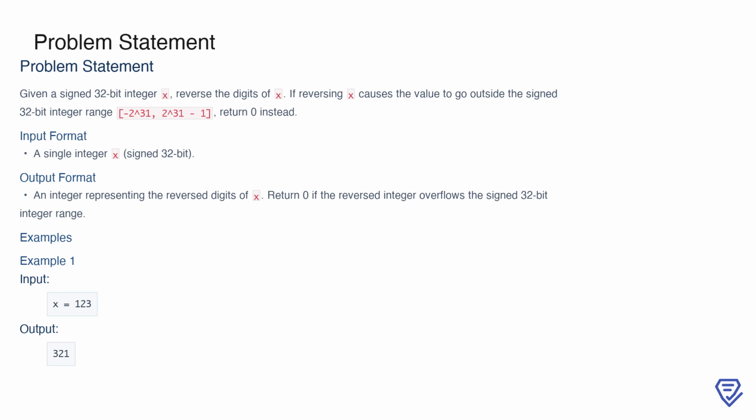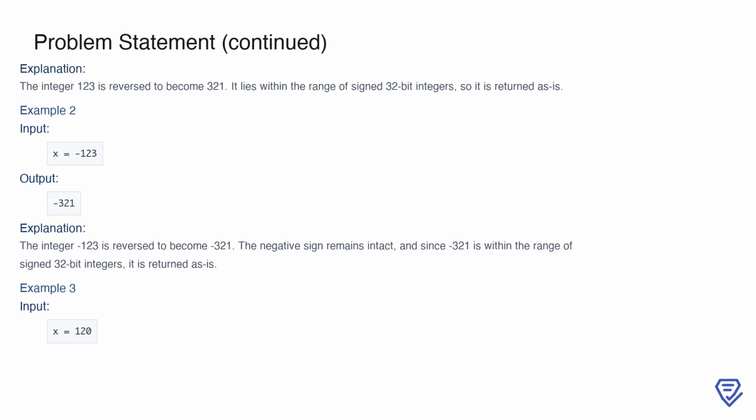If the input is 123, reversing the digits gives us 321, which is a valid 32-bit signed integer, so we return 321 as the output. In the first example, reversing 123 simply rearranges the digits to form 321, which is within the valid range. So, the output is 321.